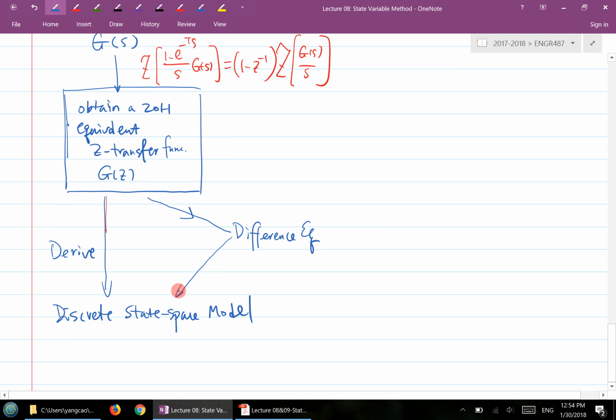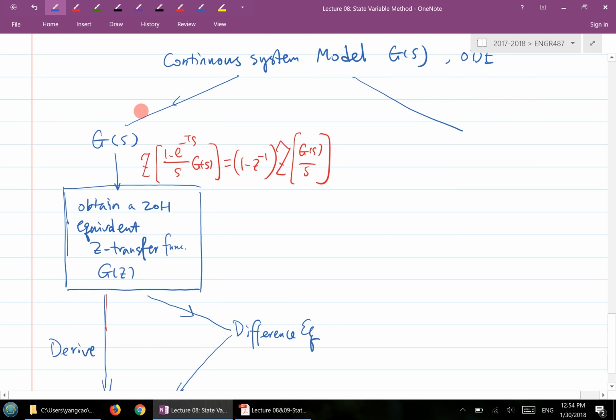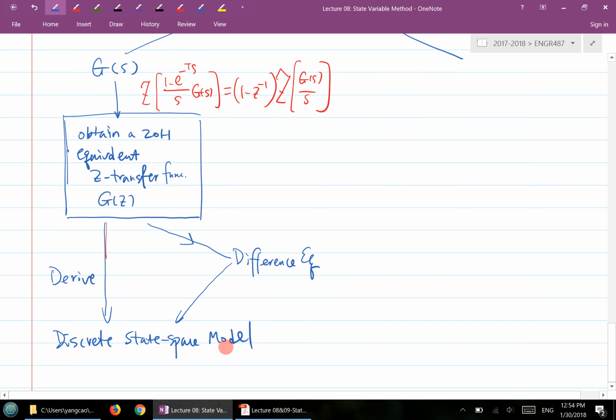Always try to remember, compare with the continuous system. In a continuous system, when you have a Laplace transform, you can derive the differential equation, right? From the differential equation, you can derive the state space model. So that's the first branch: from G of S to G of Z, and then ultimately to the state space model.